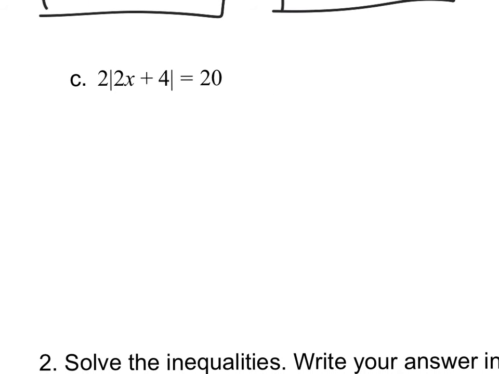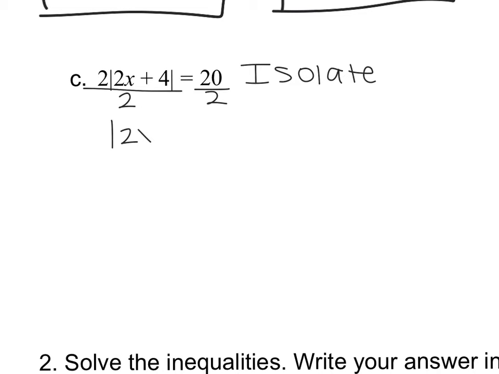In C, we have 2 times the absolute value of 2x plus 4 equals 20. Again, this is one of the cases where we want to isolate the absolute value first. We cannot distribute a number into an absolute value. So my first step is going to be to divide both sides by 2. So we have the absolute value of 2x plus 4 equals 10. Now that we've isolated the absolute value, it's still equal to a positive, so we're allowed to solve.